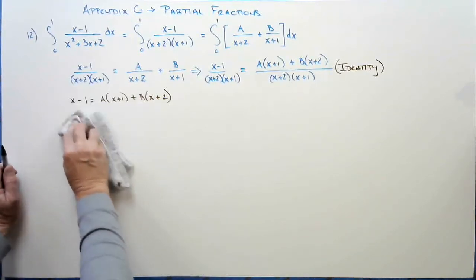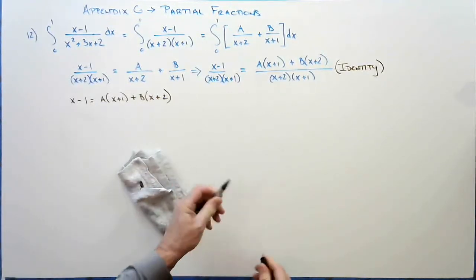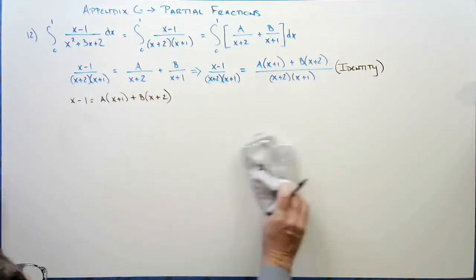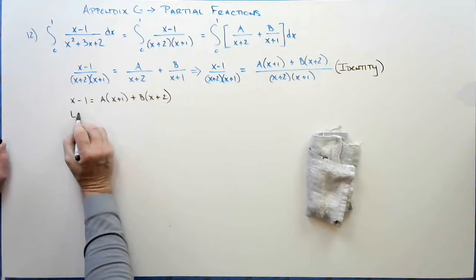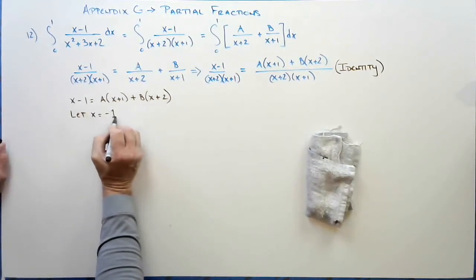Not really sure what's going on. We're going to take this pen and retire it. There's a new brown pen. So we're going to say let x equal -1.